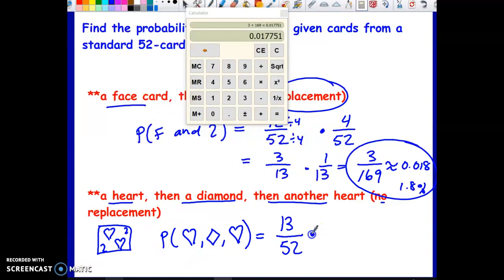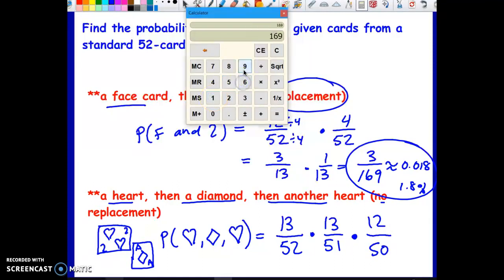Now how many diamonds are left in the deck? Well, I didn't take any diamonds out, so there still should be 13, but there are no longer 52 cards in the deck. I've taken one out. Now let's say that the second card was the ace of diamonds. Being lazy, I don't have to draw a lot, so it's ace of diamonds. Now I want to draw another heart. Well, how many hearts are left if the 2 of hearts is still out? There's only 12 left. And if I've taken the second card out, now there are only 50 cards left in the deck. So to multiply all this together, 13 times 13 is 169. I'm going to multiply that by 12.